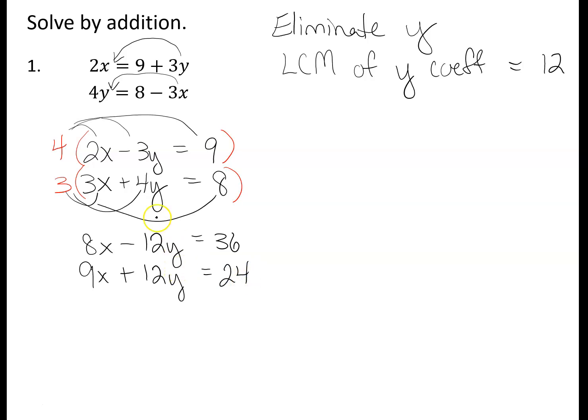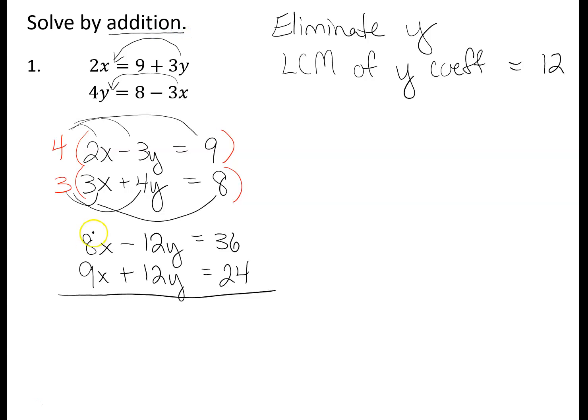And now look at your y terms. We've got negative 12 and positive 12, which is what we wanted. We wanted them to be opposites. Once you've accomplished that, then you add the equations together, which is why some books call this the addition method.